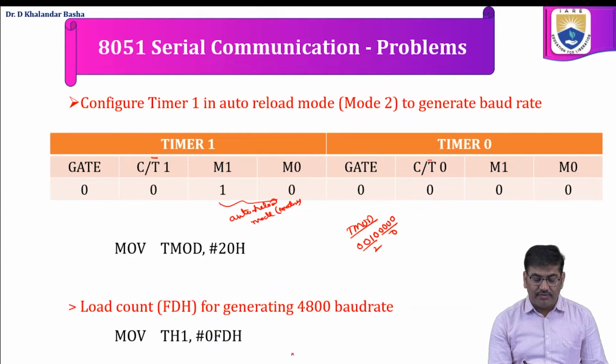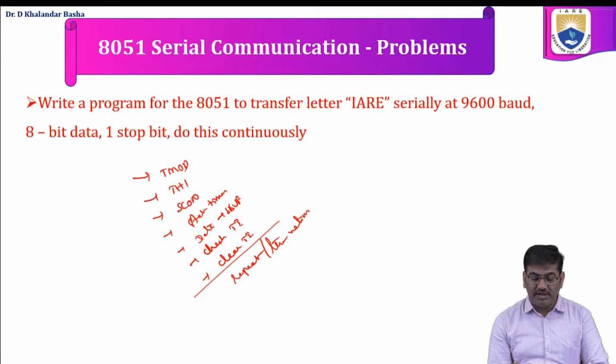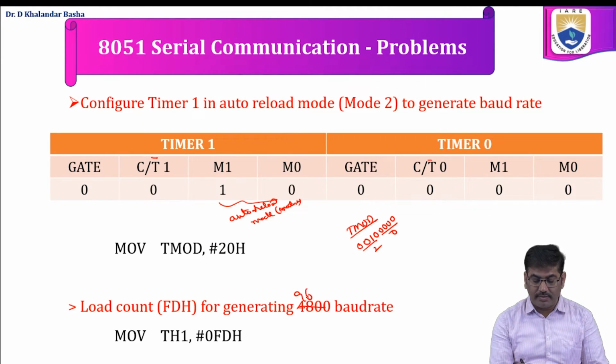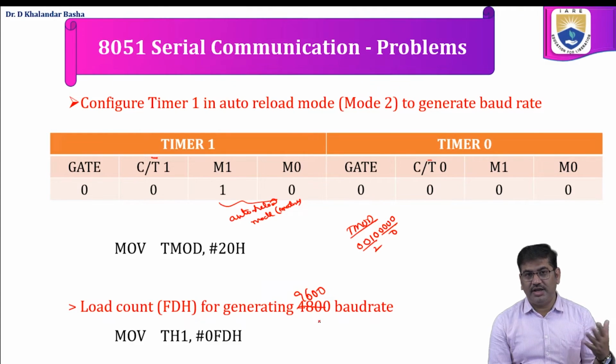Then for supporting the 9600 baud rate, the value which we have to load into the TH1 register is FDH. For 4800 it is FAH, and for 9600 it is FDH.